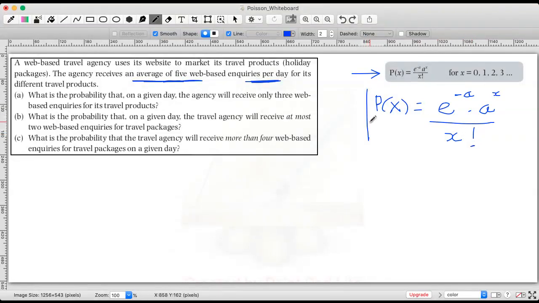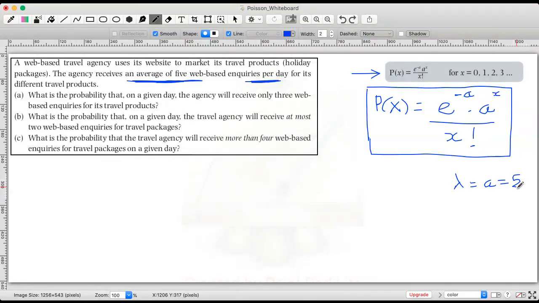All right, that's the formula. If you look at your formula sheet, sometimes instead of a, they use lambda. They use this Greek symbol. But just know that lambda and a is the same thing. Okay, just a symbol difference. But what that symbol is, it's basically the average that you're given in the question. The average of 5 in this question. So that means this is 5. So in that formula, you're going to use 5 where you see a.